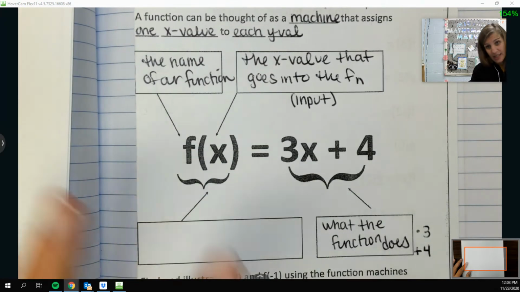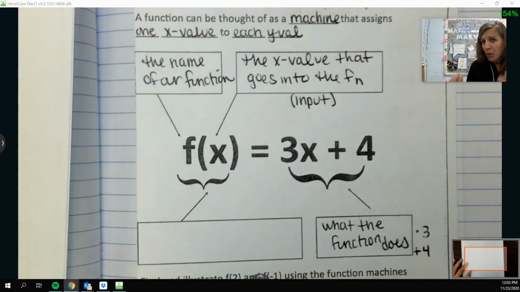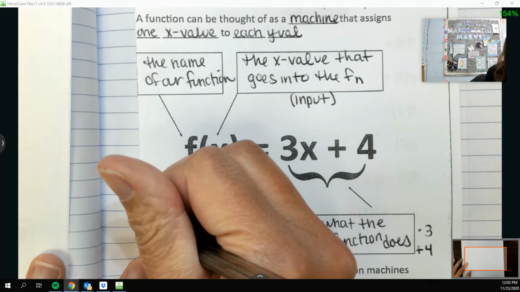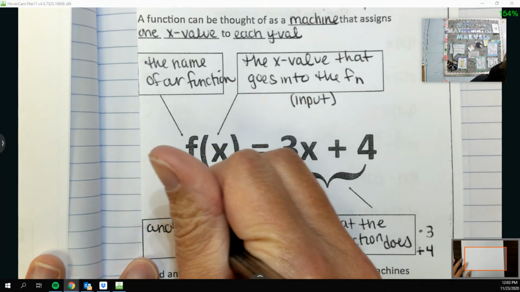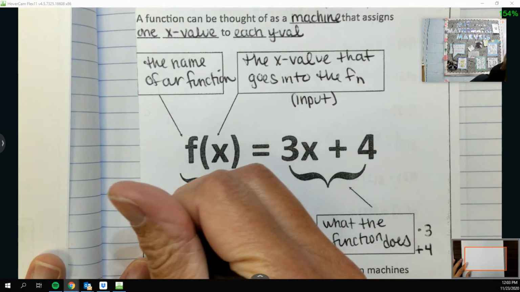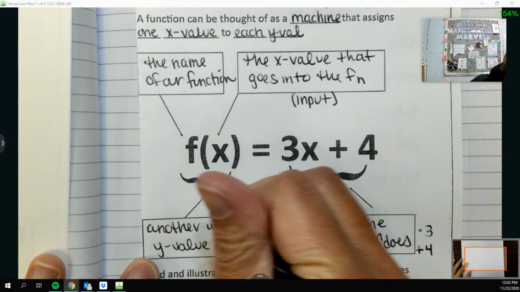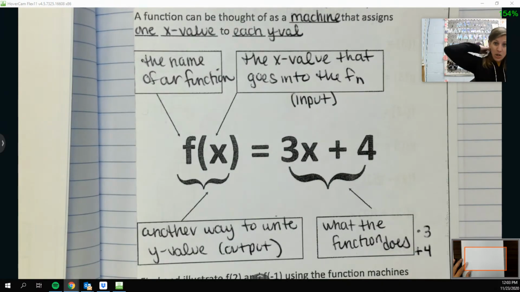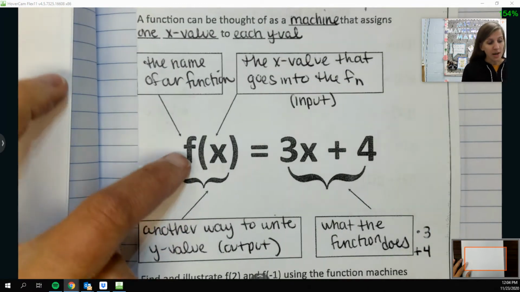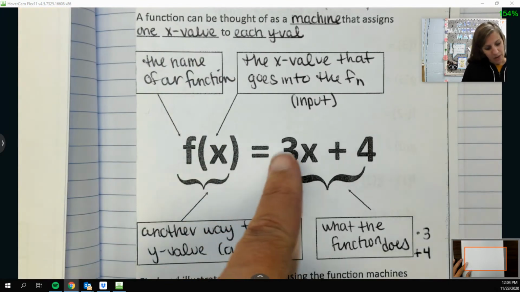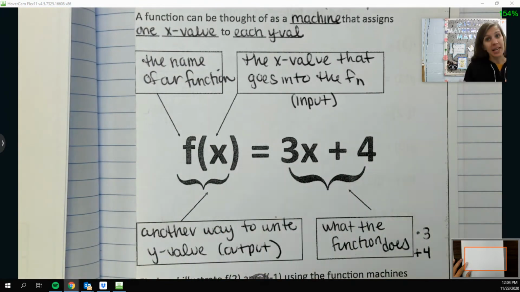Now all this over here together is really considered your output. It's the y value that comes out after the fact. I know that can be kind of confusing, but it's just another way to write the y value or your output. So we use this function notation to express a lot of information all at once. I'm talking about what the function's called, I'm showing what I input into the function, we're showing what the function does, and then what I get out of the function.